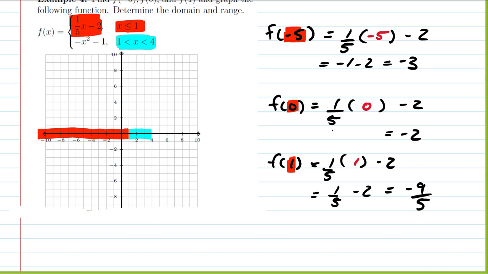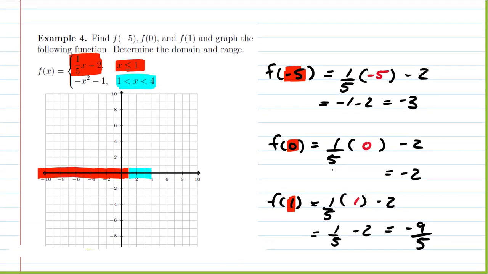And we would get something that looks like this. So now we could plot these points on a graph. So we have some ordered pairs, and all of these ordered pairs came from the red rule, right? So we have the ordered pair -5, -3. So at -5, I'm down at -3. At 0, I'm at -2. And at 1, I'm at -9/5.